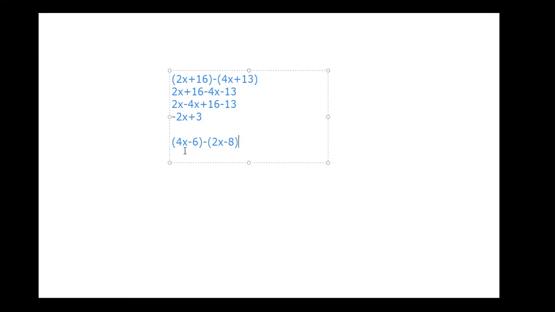We have 4x minus 2x minus 2x, because that makes that a minus. And then you have a minus 6, and then minus a minus. Minus a negative makes it a plus.